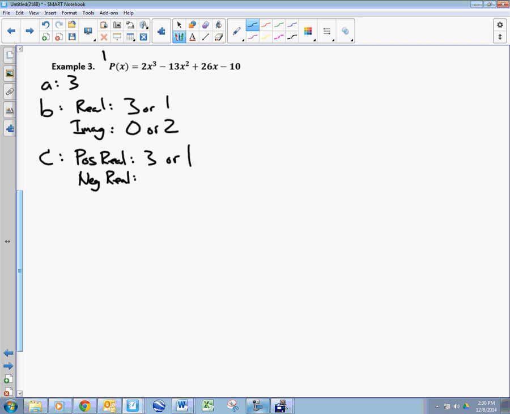Negative real, I need to look at p of negative x. Very good. Negative 2x to the third, minus 13x squared, minus 26x, minus 10. There are exactly 0 negative real choices here. D, choices for the rational roots theorem. Factors of 10: 1, 2, 5, and 10. Factors of 2. List them off: plus or minus 1, plus or minus 2, plus or minus 5, plus or minus 10.